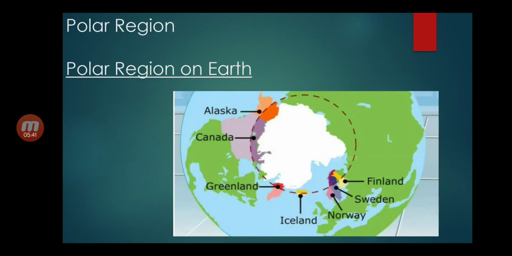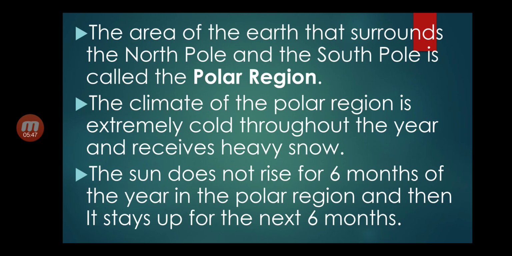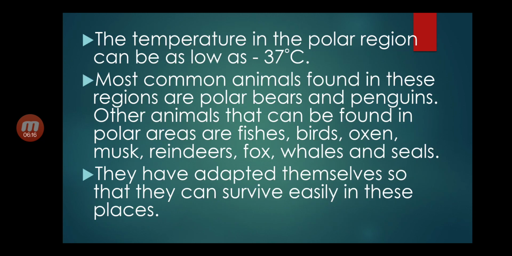Now first, polar region. Polar region on the earth. The area of the earth that surrounds the north pole and the south pole is called the polar region. The climate of the polar region is extremely cold throughout the year and receives heavy snow. The sun does not rise for 6 months of the year in the polar region and then it stays up for the next 6 months. The temperature in the polar region can be as low as minus 37 degrees Celsius.